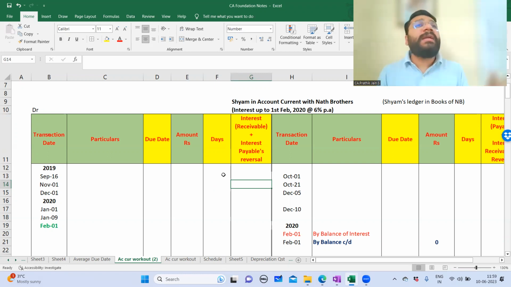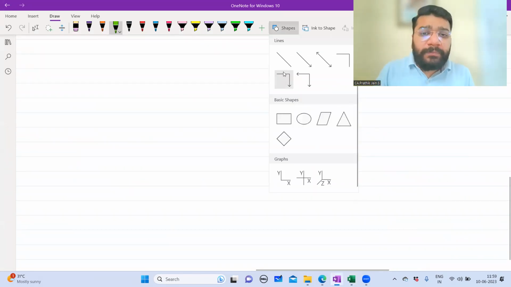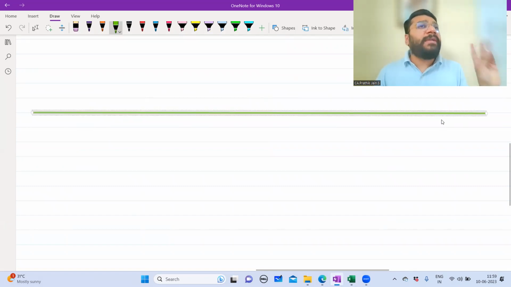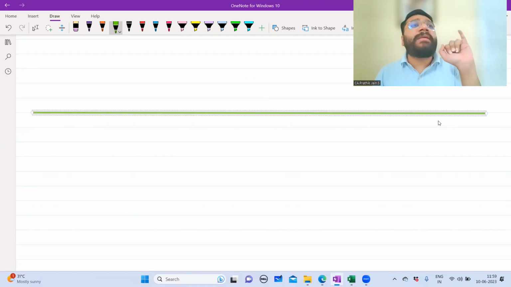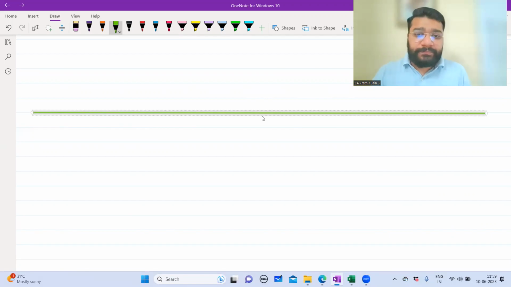Account current is nothing but an extension of the ledger format. If you look at the format of account current, I'll draw it for you. It is an exact replica of your ledger. The only difference is that in the normal ledger, we had the date column, particulars column, and amount column. Here, in addition to those three, we have one more column called the due date column, the number of days column, and the interest column.